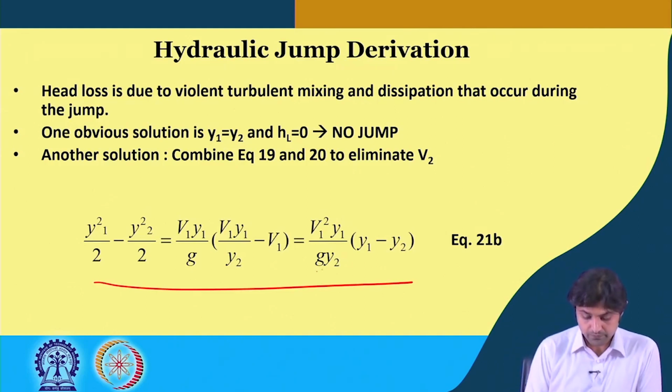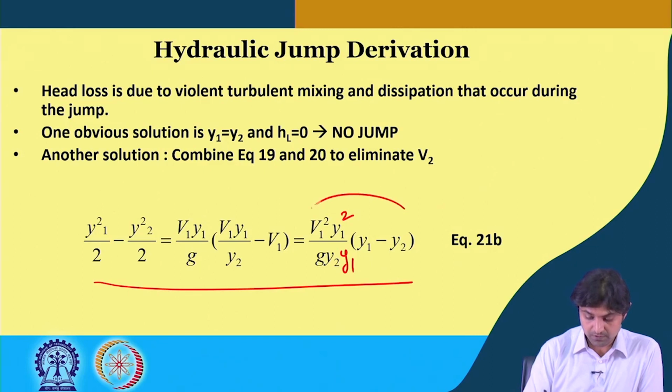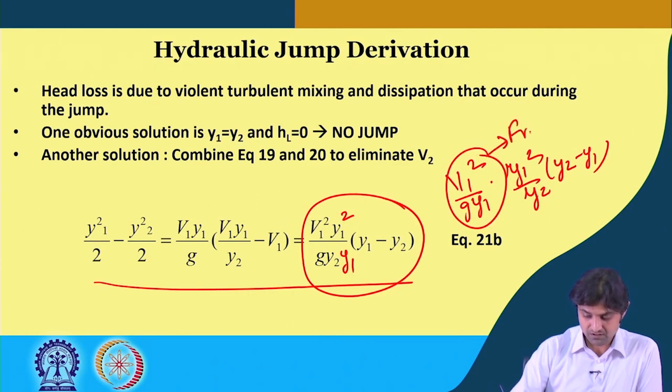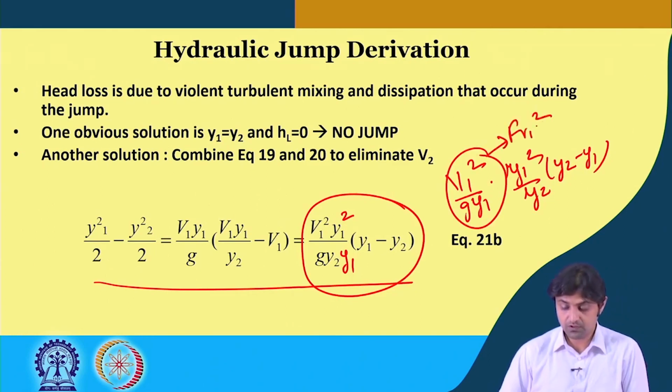So, if we multiply y1 here, it becomes y1 square. So, this part can be written as v1 square by g y1 into y1 square by y2 into y2 minus y1. So, this is Froude number 1 whole square. All right.